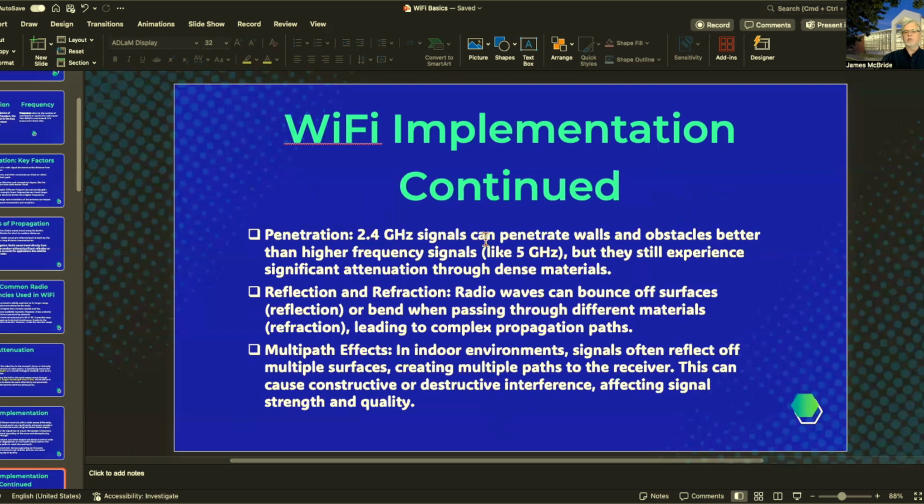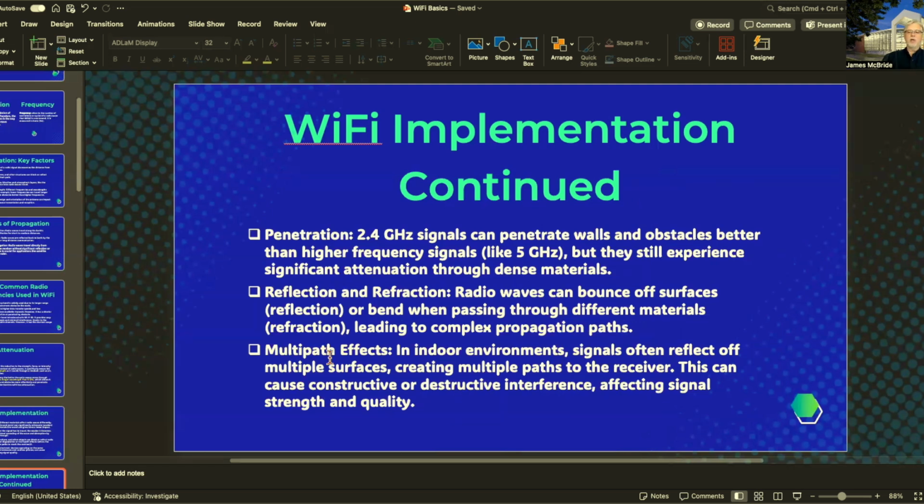Penetration, 2.4 signals, as mentioned, can penetrate walls and obstacles better than higher frequency signals like 5 gigahertz, but they still experience significant attenuation through very dense materials. Reflection and refraction. Reflection means it's going to bounce off. Refraction means it's going to separate. Radio waves can bounce off surfaces or bend when passing through different materials, refraction, leading to complex propagation paths, as mentioned in the previous page.